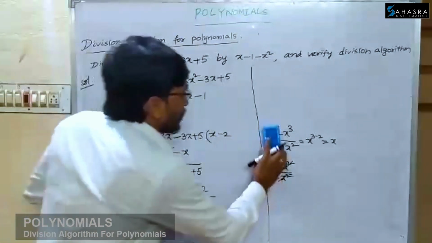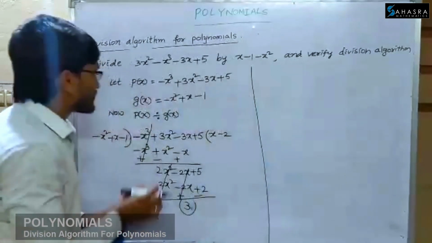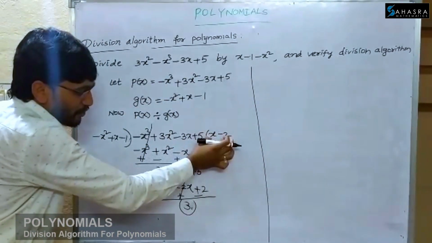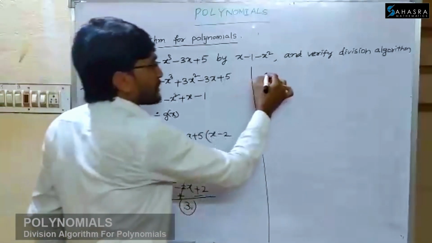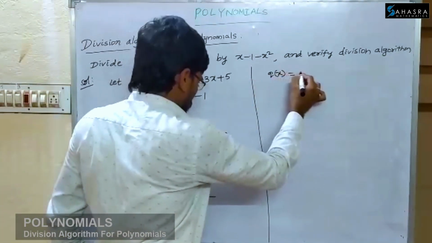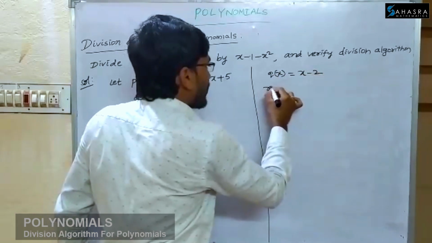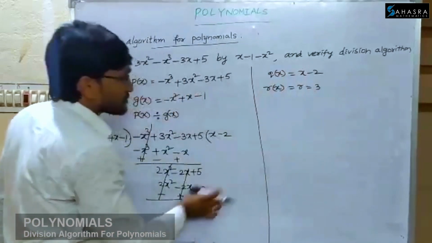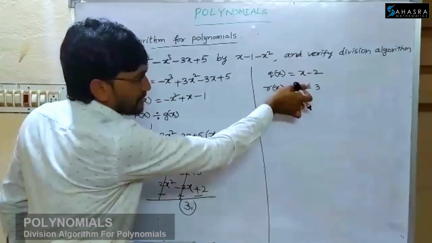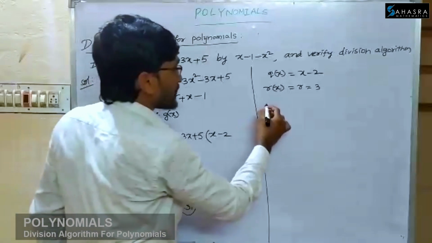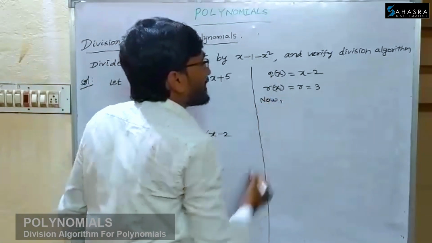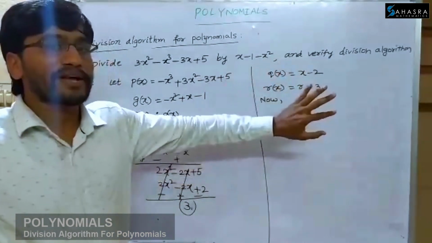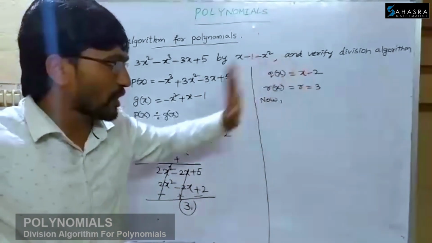Now verify the relationship. So here already p of x, this is g of x. Let us consider this as q of x and this as r of x. q of x is equal to x minus 2. r of x, here we get a constant, so r of x is equal to r is equal to 3. Now we have to verify the division algorithm. Nothing but we have to verify p of x is equal to g of x into q of x plus r of x or not.